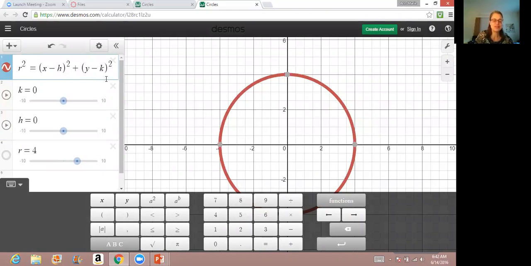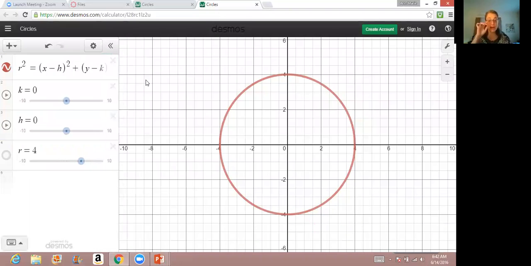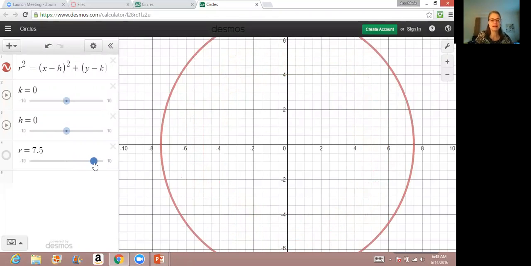One of the things I can do in Desmos is move stuff around, so we'll play with that in a minute. Right now I've got a circle centered at the origin, the point 0, 0, with radius 4, because that's what I told Desmos I wanted. So let's change my radius. Let's make my radius 10. What's going to happen? Well, that's exactly what you would expect.